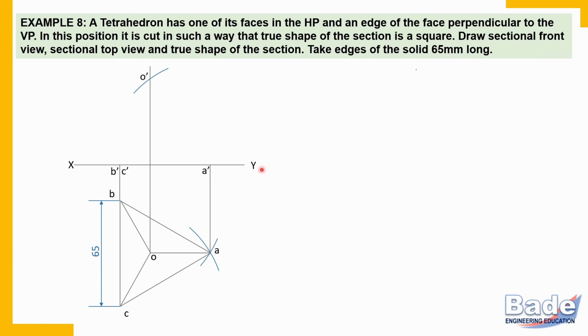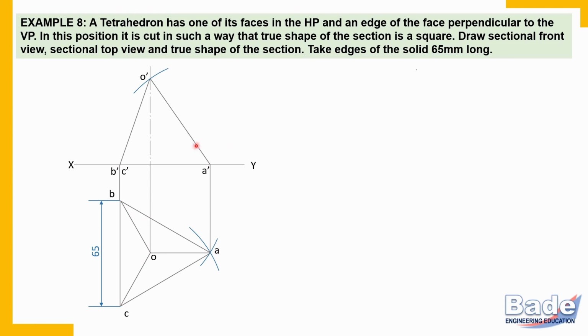Now join the apex with all base corners. So OA, OB, and OC. OB and OC are coinciding here. And here is the axis of the pyramid. Okay. So this is how the front view and top view are over. Now let's check whether a side view is asked. Draw sectional front view, sectional top view, and true shape of the section. Okay. Side view is not asked. So that's the position of the object.